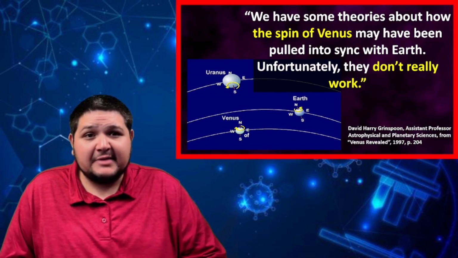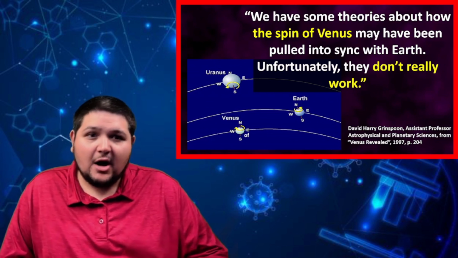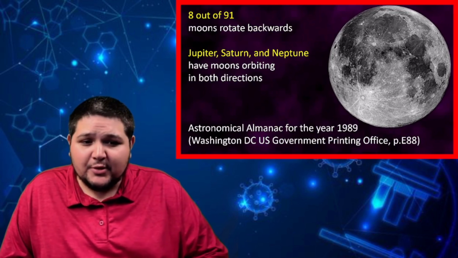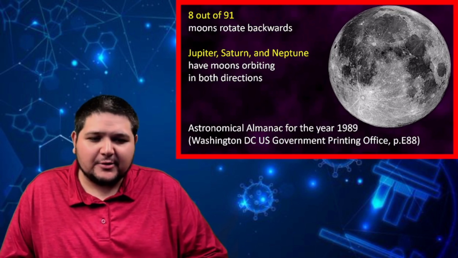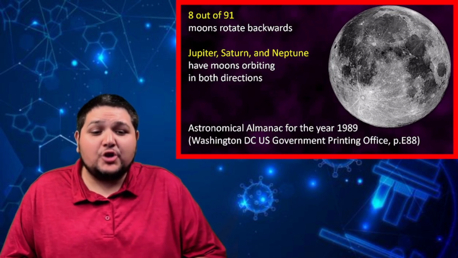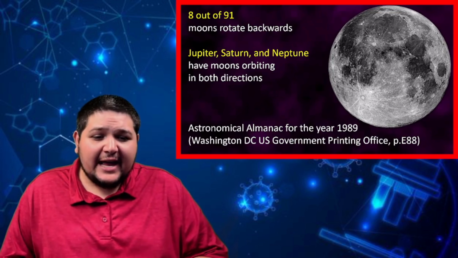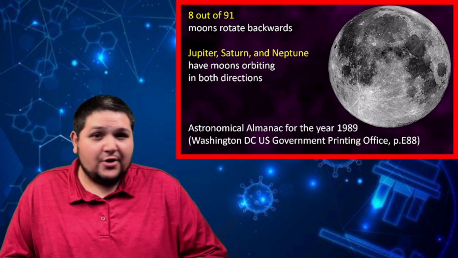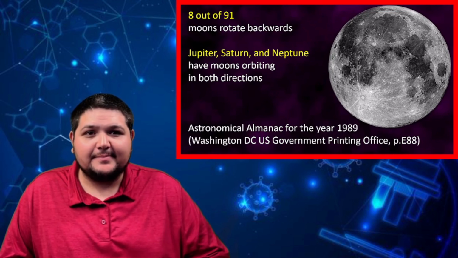So he's saying they have no explanation for this. On top of this, we know that 8 out of 91 moons in our solar system rotate backwards. When you look at Jupiter, Saturn, and Neptune, they actually have moons that orbit in both directions. And no one knows how to explain this.